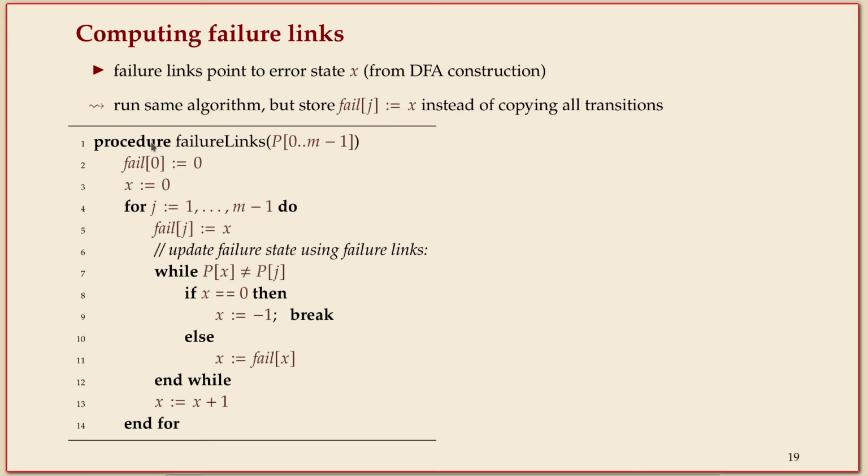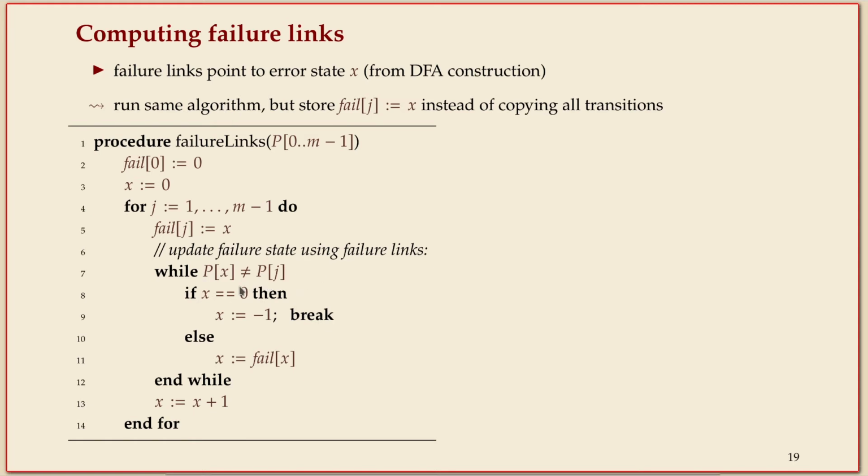And in code, you do it like this. You start with, well, fail[0] is just to initialize. It's not a real failure link. And initially, we start with x at 0. Then we go through all the positions in the pattern. And the first thing is we set the failure link for the state j, which is the previous x, the previous state that you got to if you chop off the first character. And then we update where x should go next.